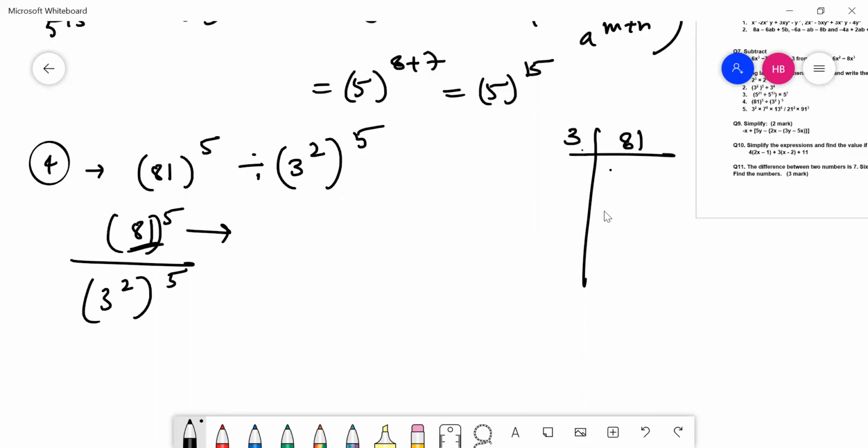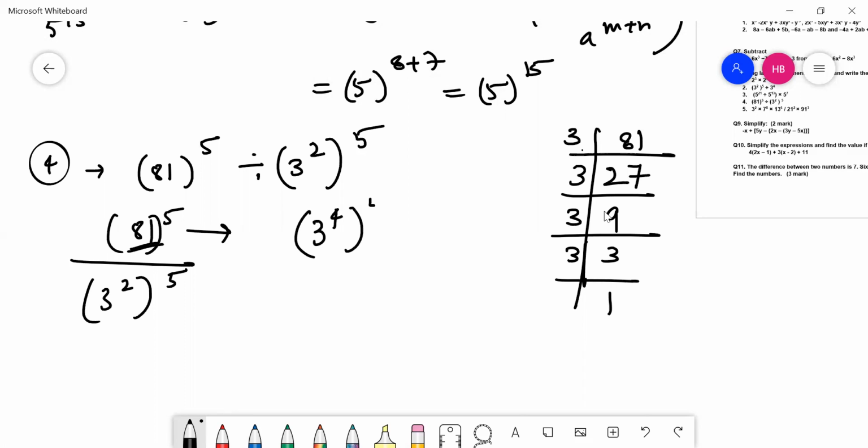3 ones are 3, 3 twos are 6, 3 sevens are 21, 3 nines are 27, 3 threes are 9, 3 ones are 3. So 3 raised to power 4 is 81. So I can write 81 as 3 raised to power 4, and then I'll write the 5 and 3 raised to power 2, the whole raised to 5.